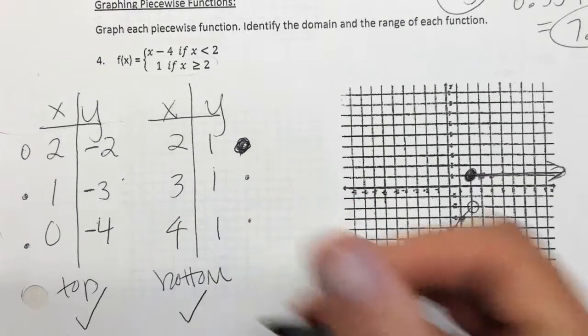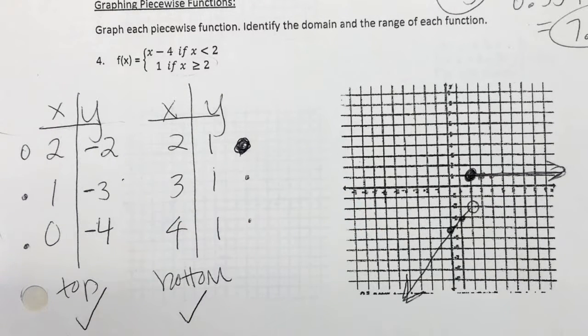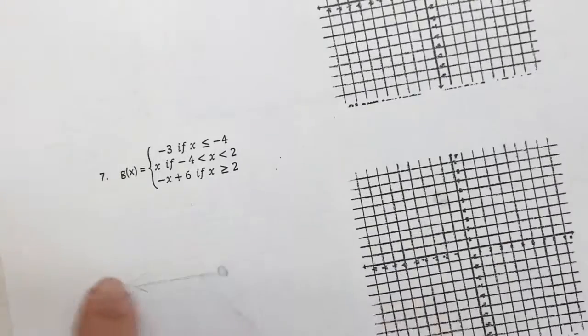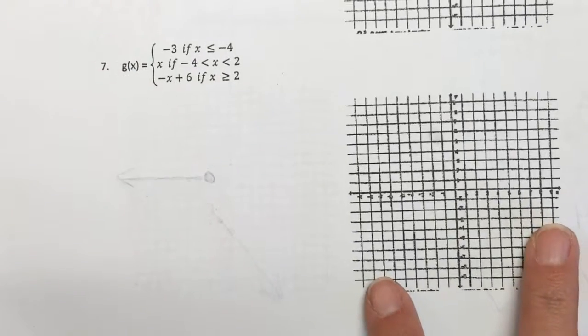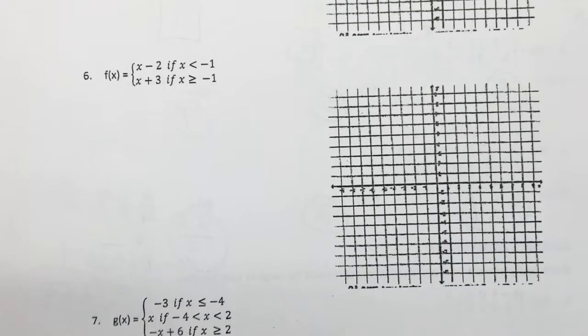Now, I know it says in the directions to find the domain and range. Again, we're just worried about graphing today. On Monday, we'll figure out how to do domain and range of these graphs. Alright, flip it over. So we are going to do 7 together. The reason why is because it has 3 pieces, so it's a little tougher. And then I'm going to let you do 5 and 6 on your own.